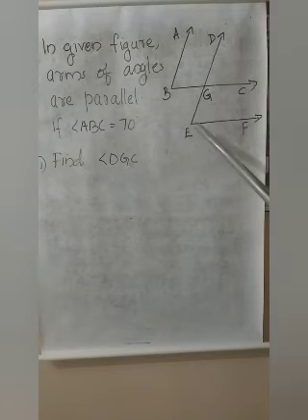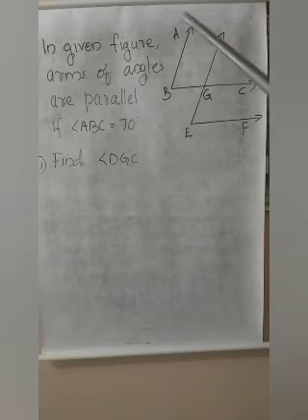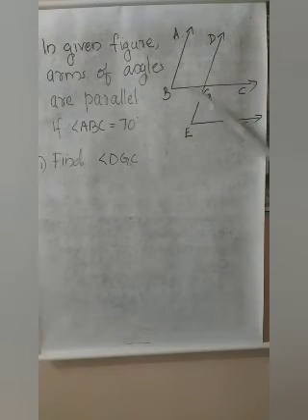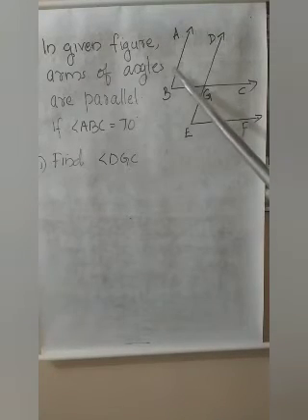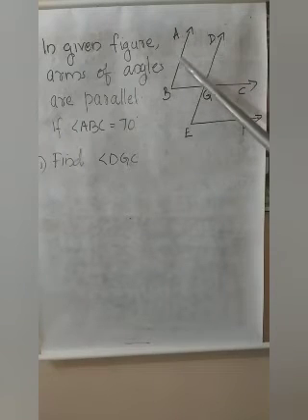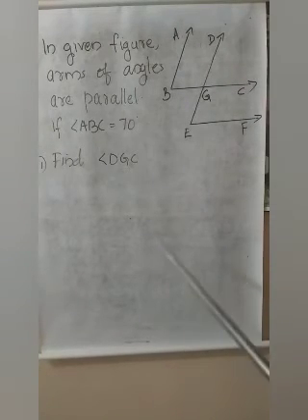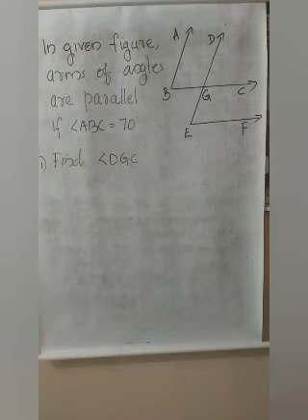Now consider the angle E here. What are the arms? DE, EF. They are parallel, meaning AB is parallel to DE and BC is parallel to EF. And also one more condition is given. This angle ABC is given as 70 degrees. The first question is angle DGC.